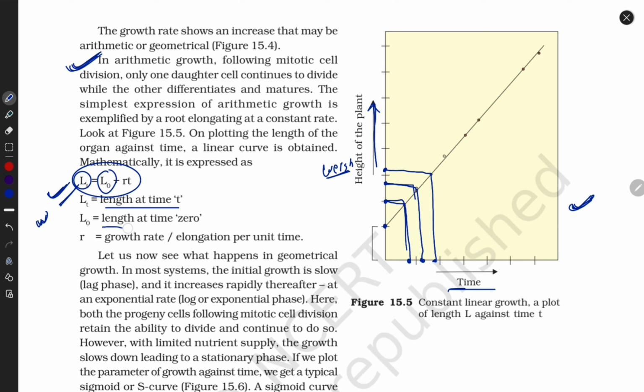L0, the length at zero time, means the initial length when there is no growth, and this is the length at time t. This is the time t. And tell me, what is R? It is the growth rate, the elongation per unit time. So this is the formula, remember it. This is the formula of arithmetic growth rate.